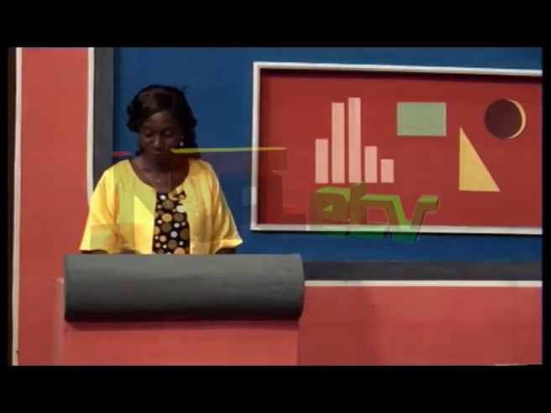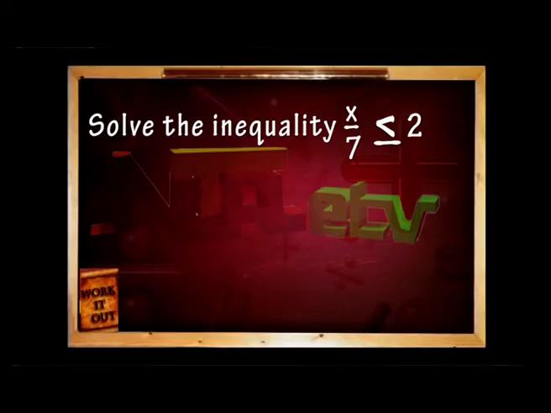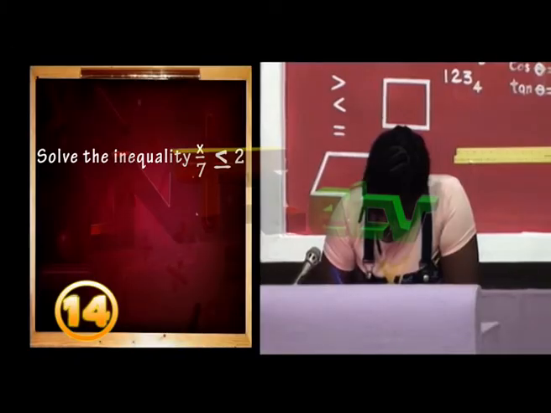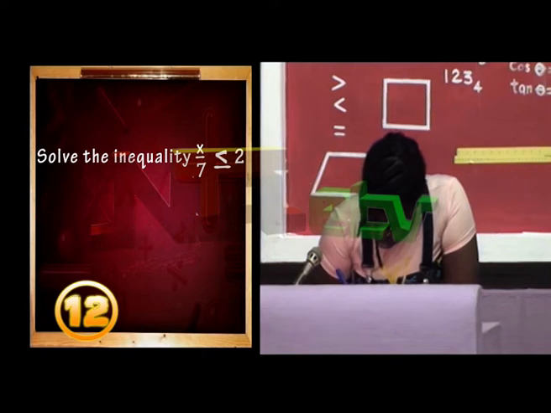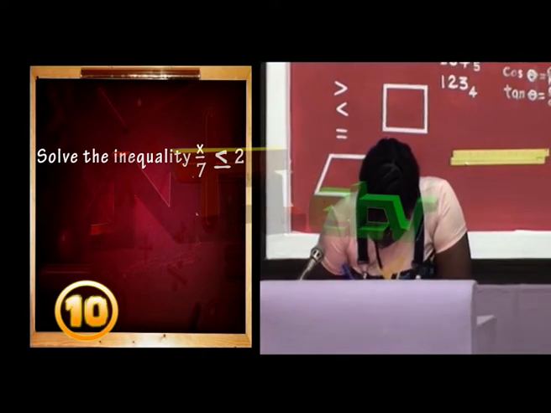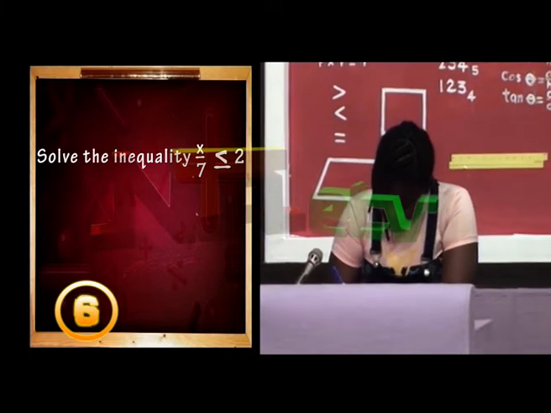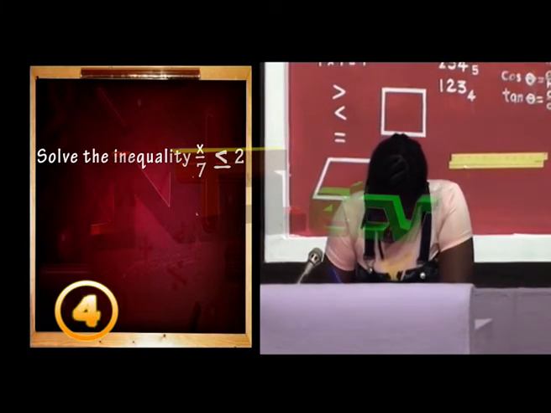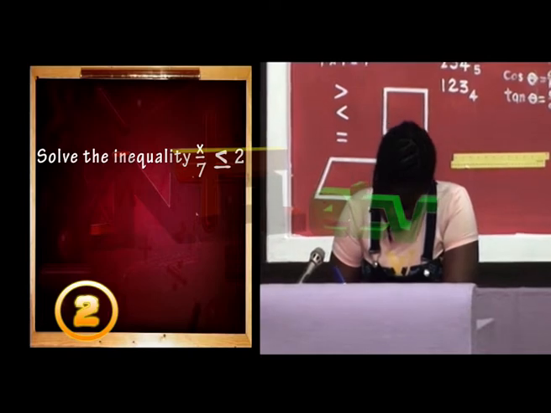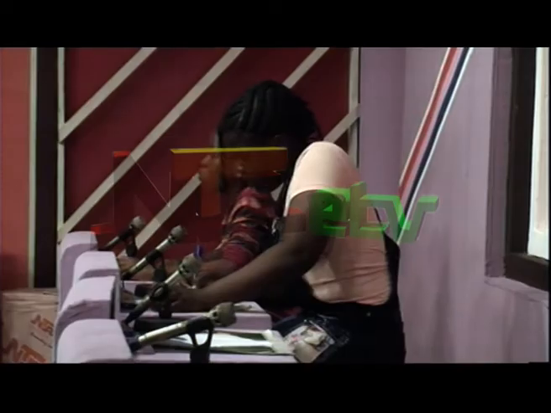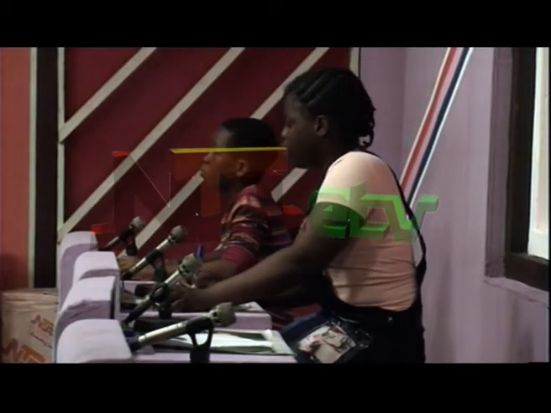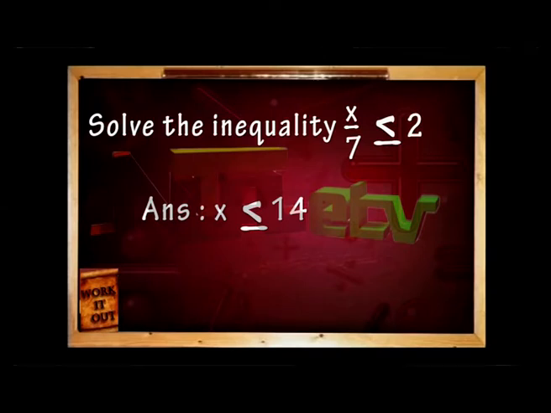Contestant B. Number 5. Solve this inequality. X over 7 less than or equal to 2. X is less than or equal to 14. That's correct.